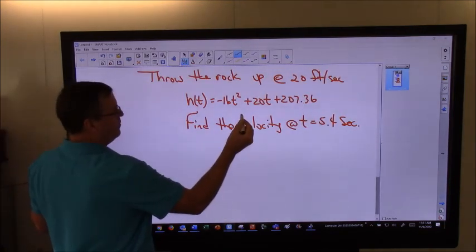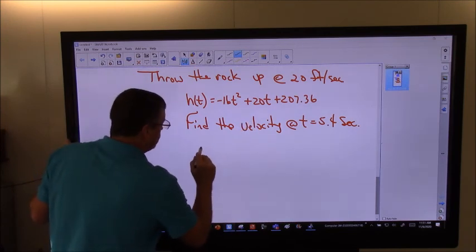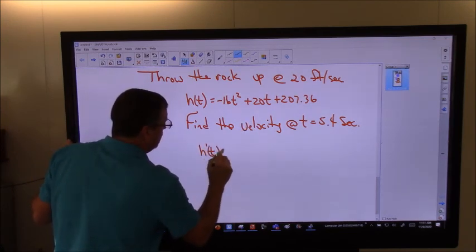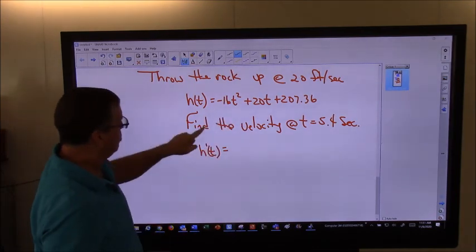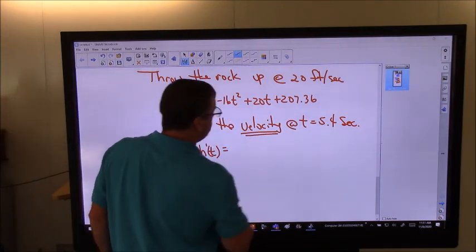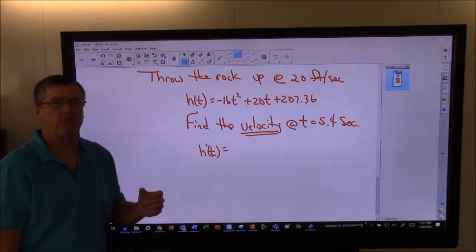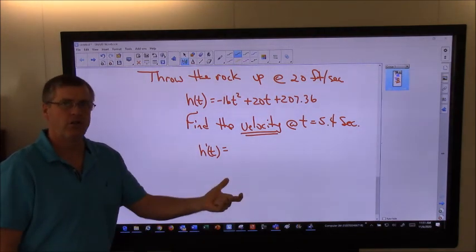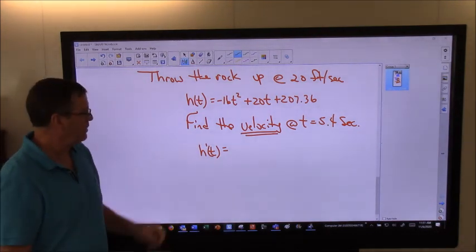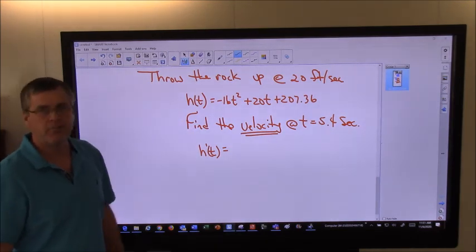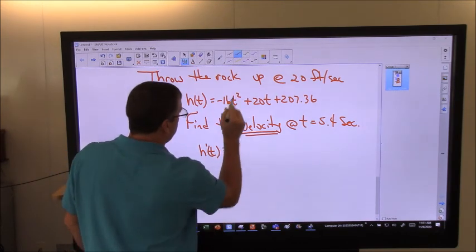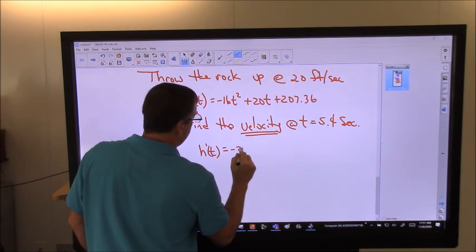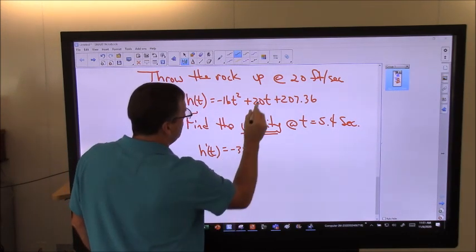So once again, I need to find the derivative. So h prime of t is going to equal, and you guys, this is really important. The moment you see this word, we have to think rate of change or slope whenever we're doing story problems. Find the derivative and then plug your number in. So h prime of t, again, if I multiply by 2, I've got a negative 32t plus 20.